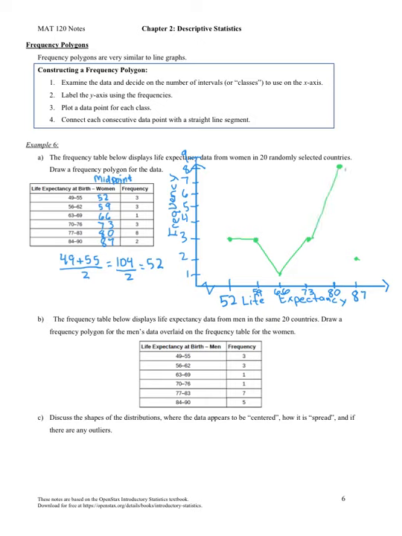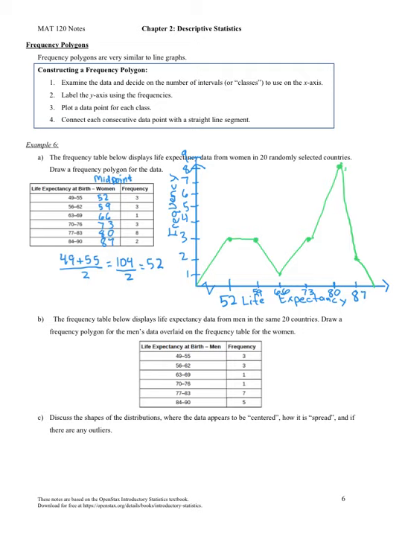Now, a frequency polygon always has to begin and end on our x-axis. So you'll want to go ahead and connect these at the very bottom here. And notice this does certainly look a lot like a line graph.